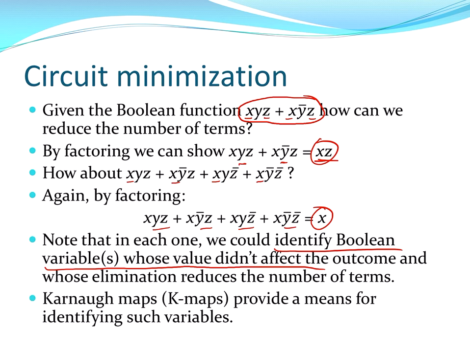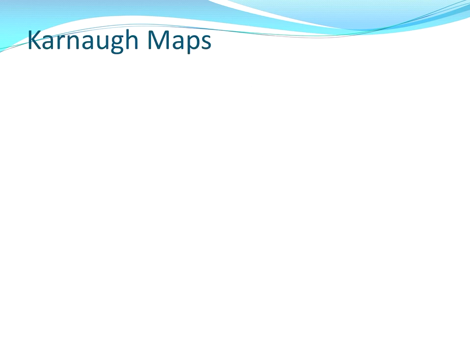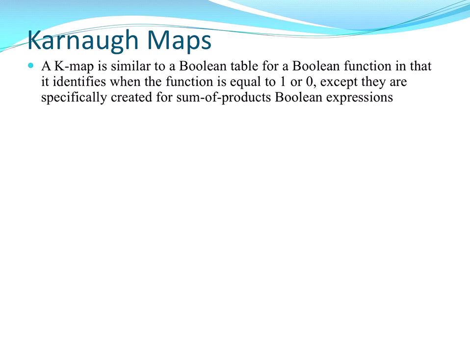And an efficient way for finding these variables whose value didn't affect the outcome and separating them from those that do is the use of these Karnaugh maps, or we'll call them K-maps for short. All right, well, what is a K-map? Well, a K-map is actually similar to a Boolean table for a Boolean function, because it identifies where the function is equal to 1 or a 0, but they're specifically created for sum of products expansions so that we can minimize them.